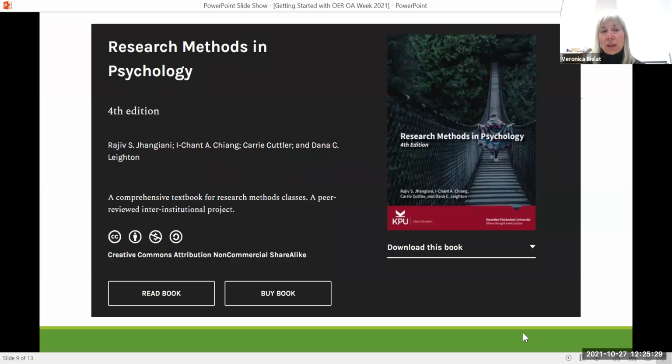So this is a widely used text, very comprehensive. And you can see from the description here that this is a peer-reviewed interinstitutional project. So this is something developed by instructors for instructors who understand what is critical in these kinds of courses.